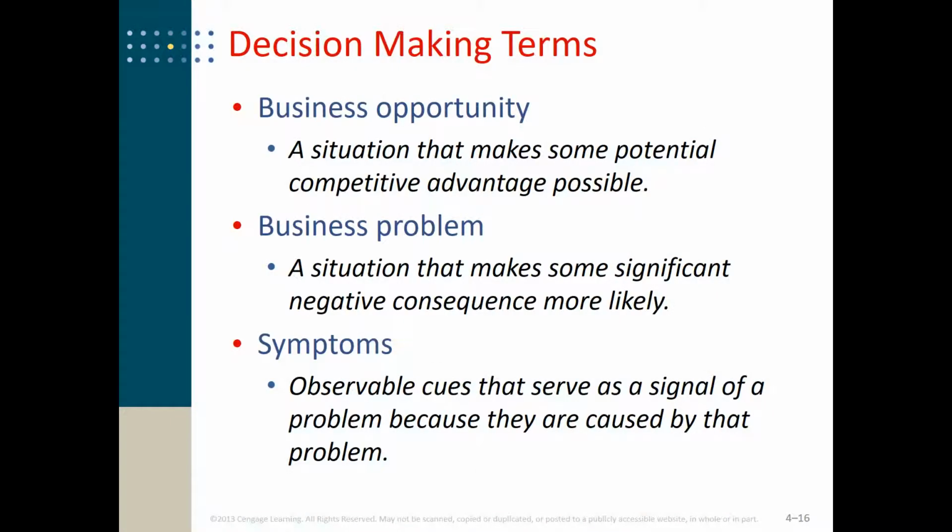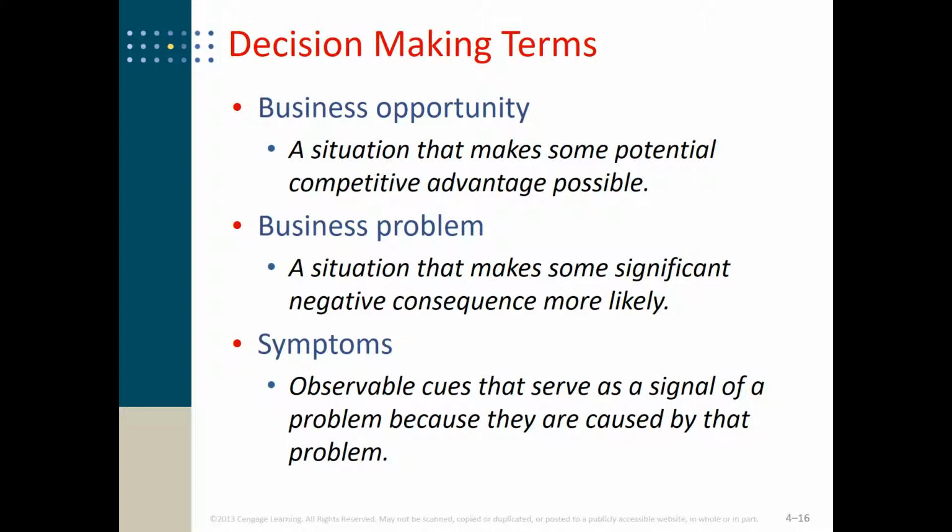First of all, we will learn some decision making terms. First of all, business opportunity. So when we say business opportunity, actually we refer to a potential competitive advantage. For example, maybe technological advancement, maybe a new regulation, or maybe removal of an existing regulatory barrier. All this can create potential competitive advantage for you, and that will lead to business opportunity.